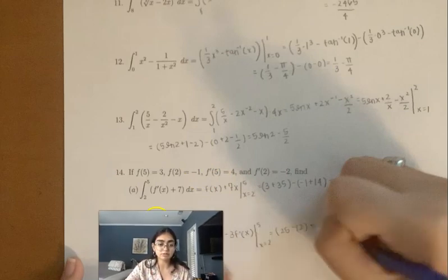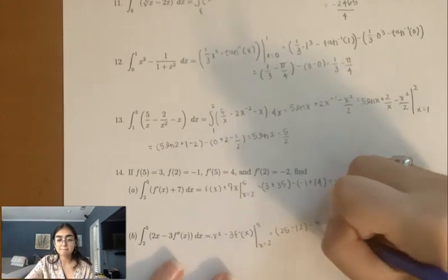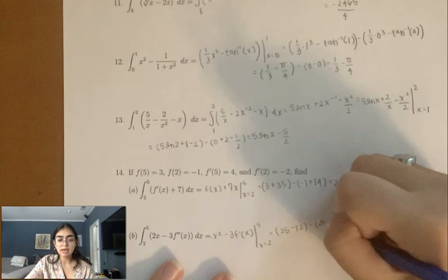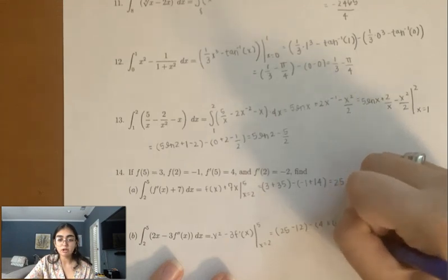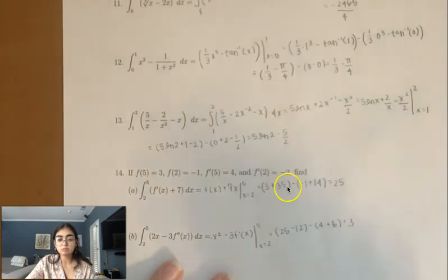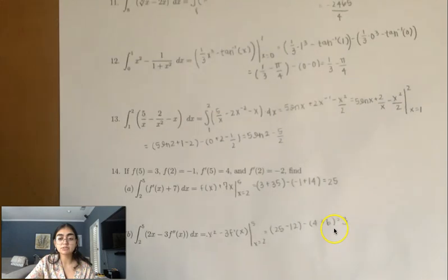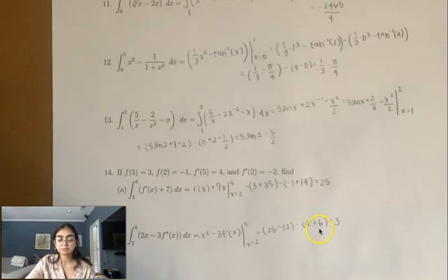And let me move myself over here. And then we're going to have f prime of 2, which is -2 times 3, which will be a +6 right here. And that's equal to 3. So that's our final problem for this worksheet.